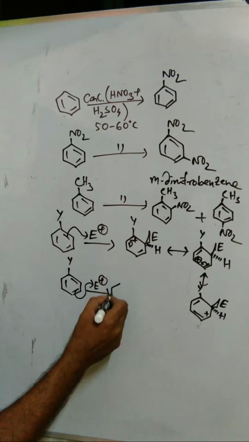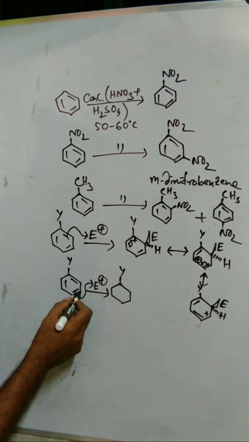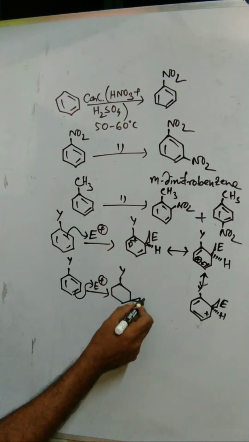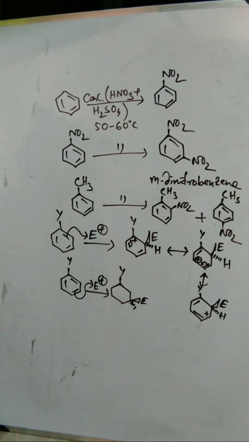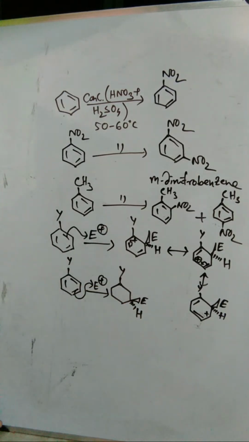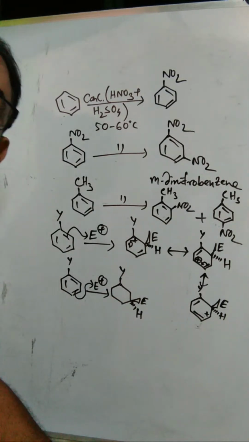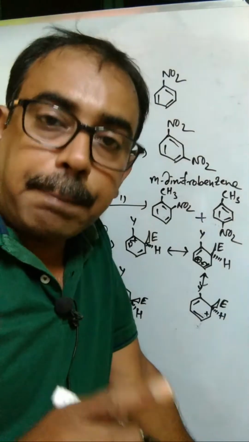So the carbocation formed will be like this: the electrophile will go above the plane, and the hydrogen, which was already present in the benzene ring, will go below the plane. These two groups cannot lie on the same plane. In this process the planarity of the benzene is lost.